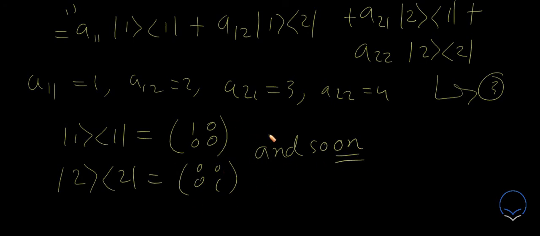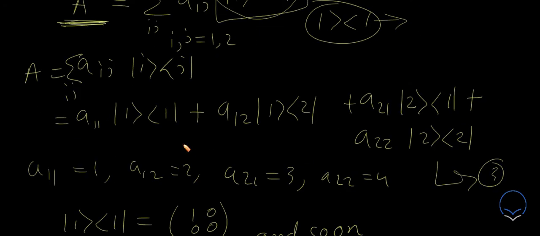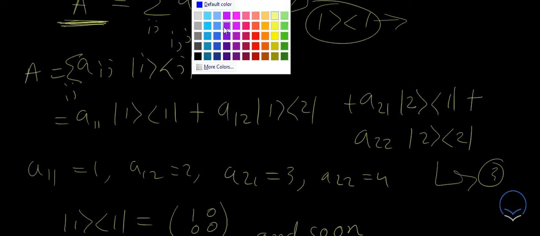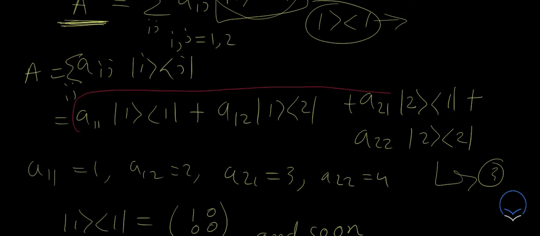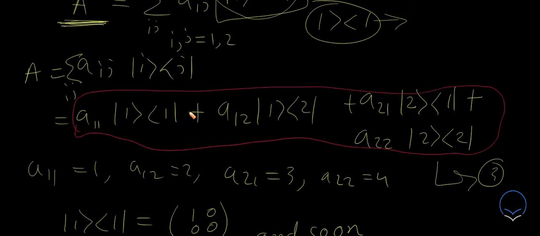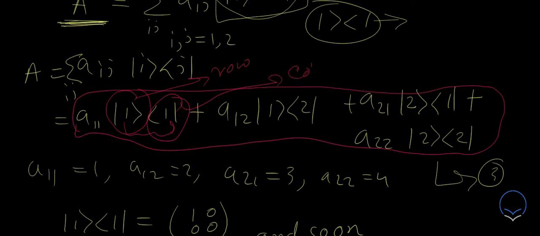So this is the advantage of using the bracket notation. When you look at this portion, that is this one, let's say you were given a matrix and someone gave it to you written like this. You can immediately identify the entries of that matrix just by looking at these vectors written in terms of bra and ket, where this ket represents the row number and this bra represents the column number.